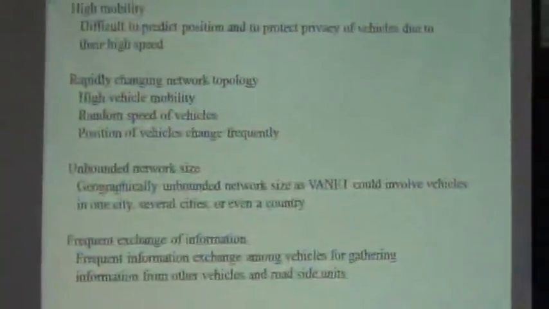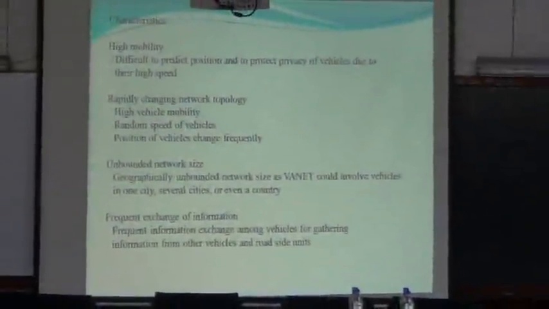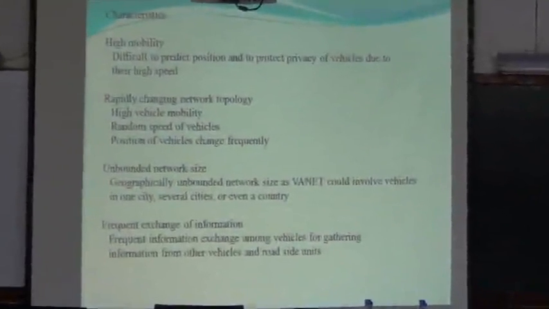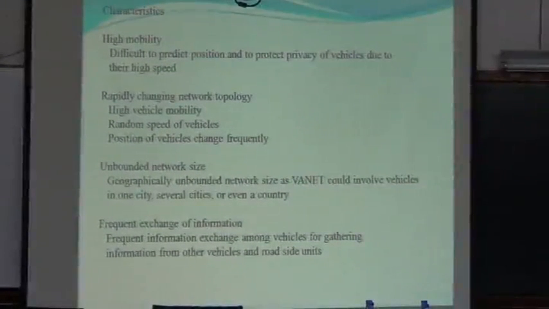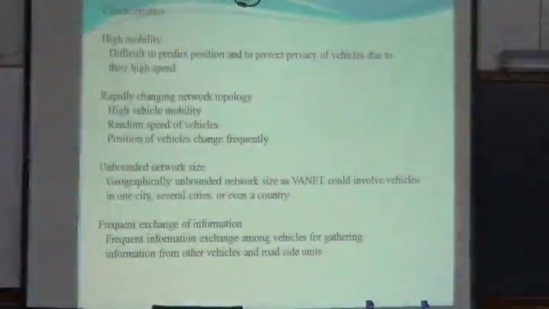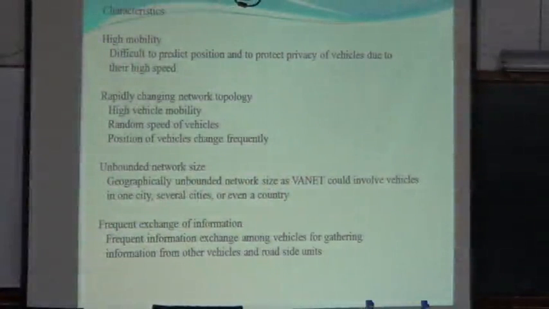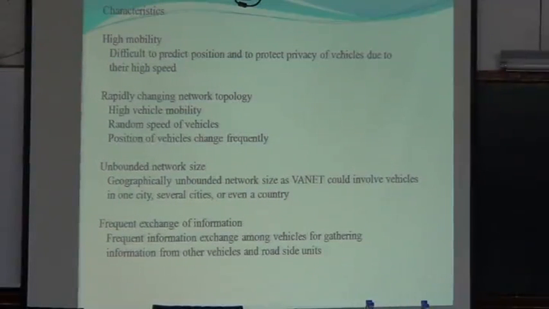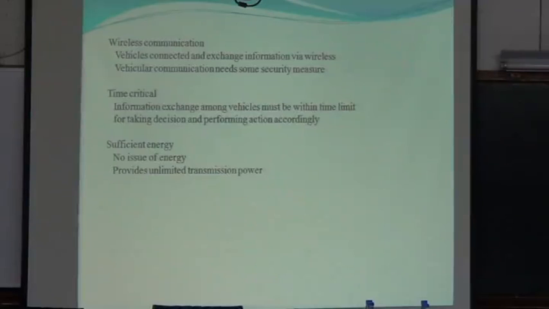Now, characteristics of VANET. First of all, I told you already, the vehicle velocity is high as well as random, so the position of the vehicle changes rapidly. Network topology changes very frequently. The size of the network, size of VANET, is unbounded because it could involve vehicles in one city, several cities, or even a country. That means how many vehicles want to communicate, how many vehicles are involved in communication, that decides the size of the network. And the vehicles exchange information, I told you the reason for exchanging information also. Communication among vehicles is mostly wireless. So definitely all of you know wireless communication is not reliable, so definitely it needs some security measures.